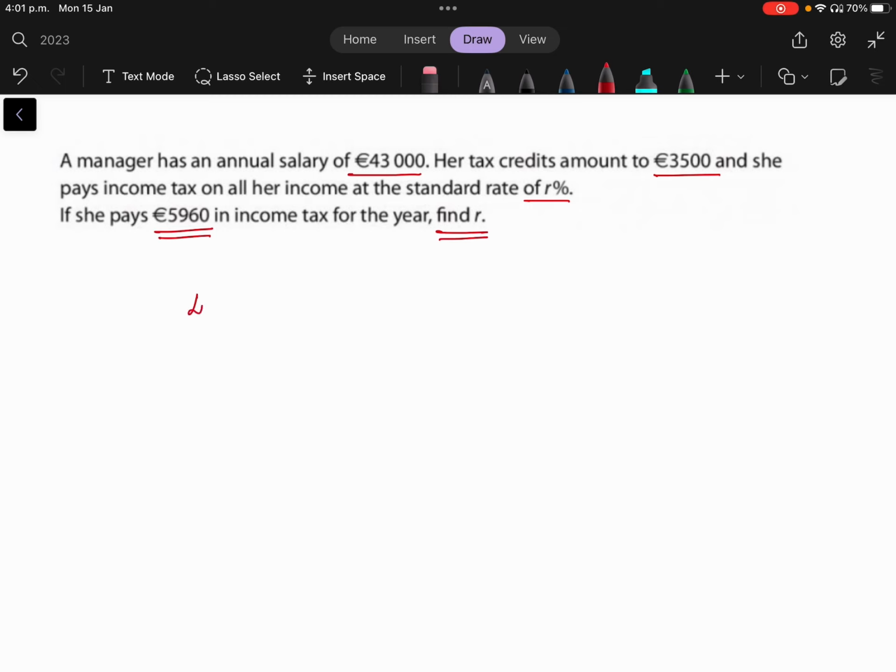So you have a salary of 43,000. In this case, there is only one tax rate, which is the R. So it is like R over 100. That will give you the tax, and out of that tax you have to subtract the tax credit, isn't it? So this is the tax, which is the gross tax.